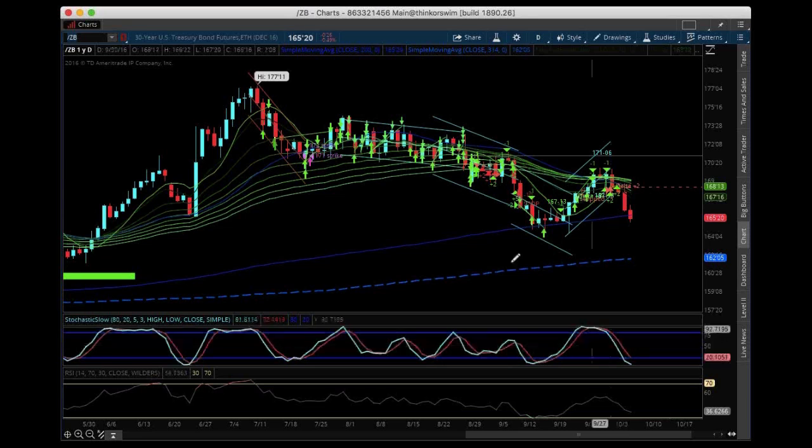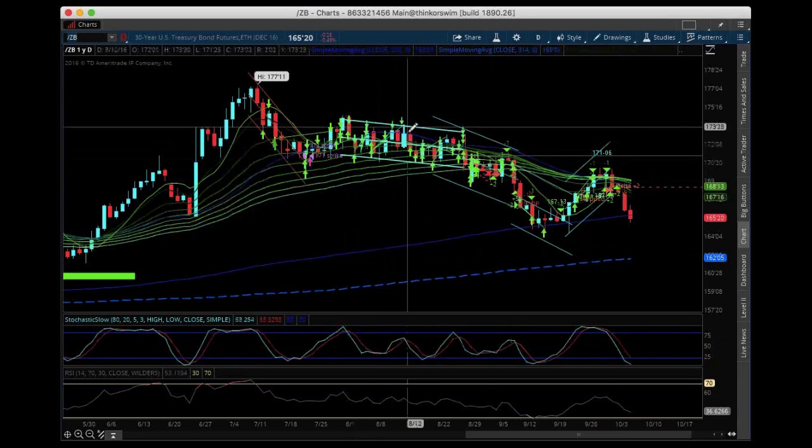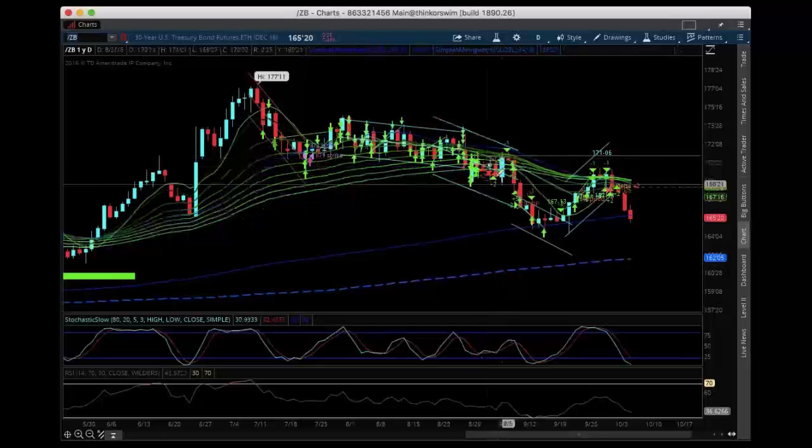So these were my signals in the active trader room on the long bond.